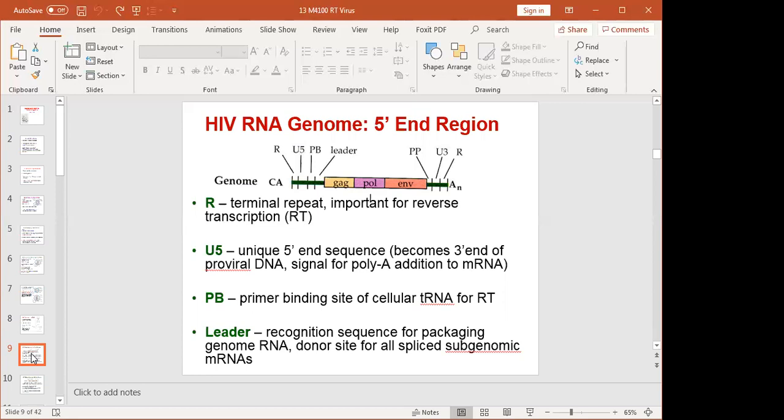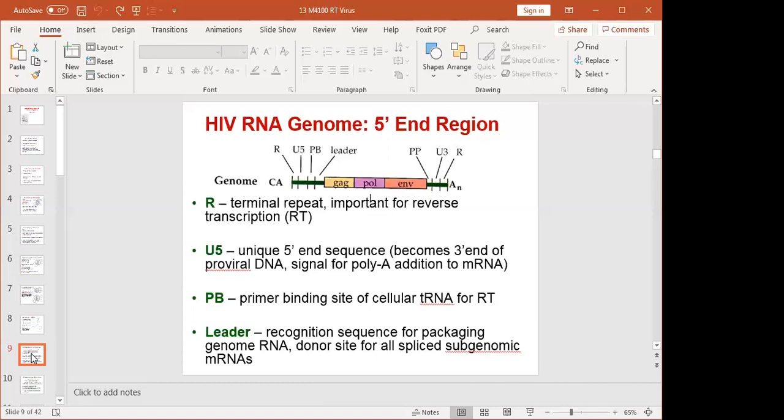R, or terminal repeat, is a region that is very important for reverse transcription by the enzyme reverse transcriptase. U5, U for unique, 5, is a unique sequence at the 5' end of the genome, so we call it the unique 5' end sequence. Once we make a DNA copy of this, the orientation would be switched because they are complementary. So this U5 will become the 3' end of the proviral DNA.